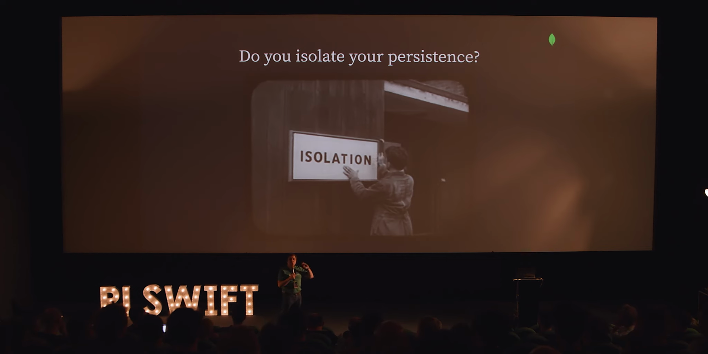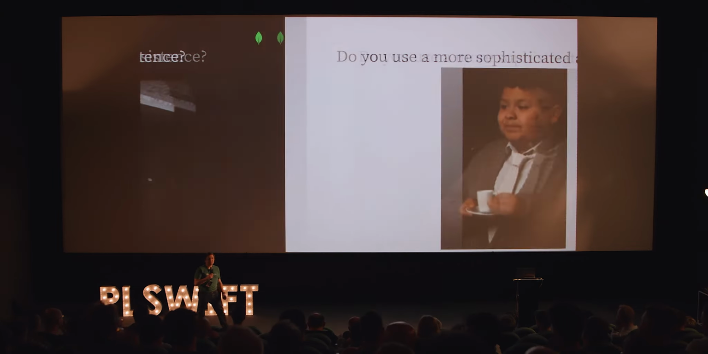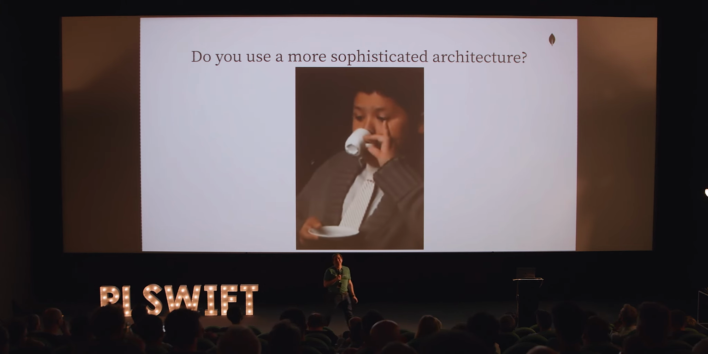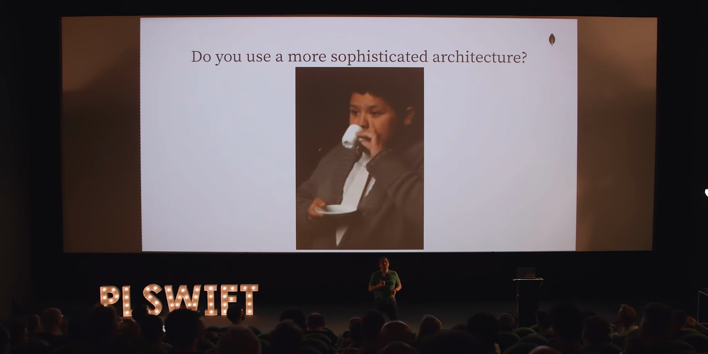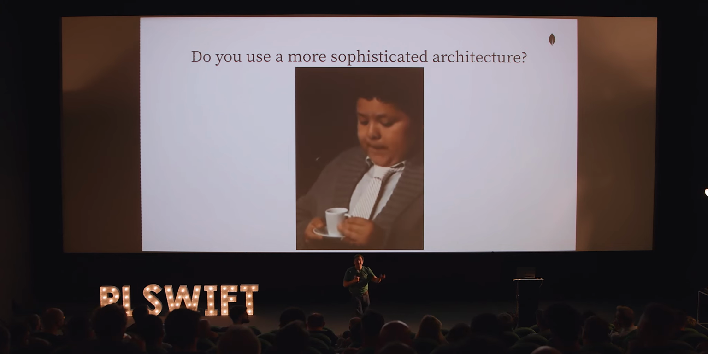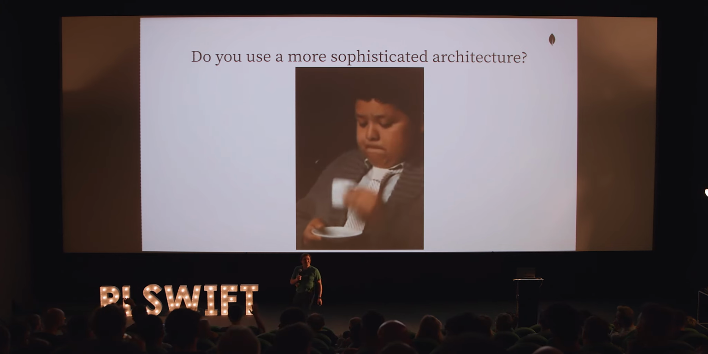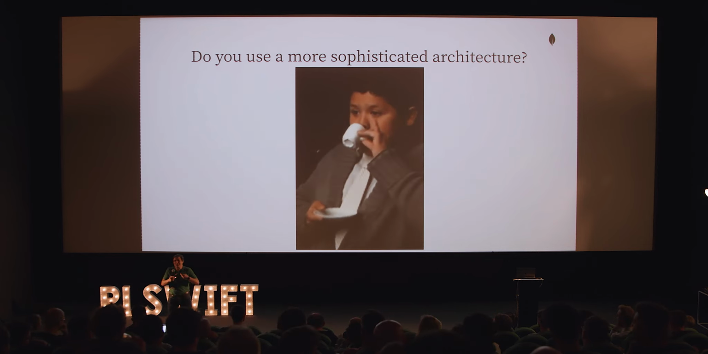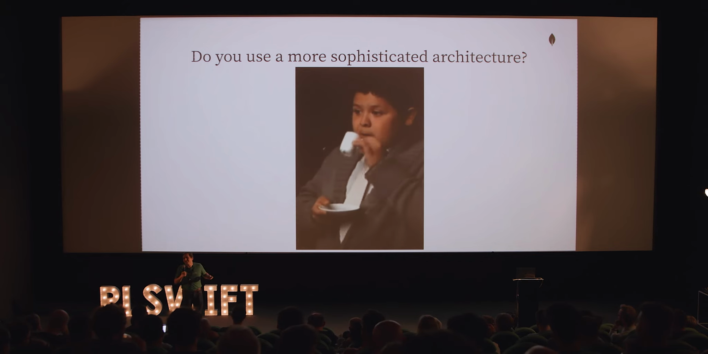So, do you isolate your persistence at all? Hands up. Well, I would say 20% as a maximum. Okay, so there is good ground here to discuss. And final one. Do you use any fancier thing regarding architecture? Hands up. Well, you don't consider your architecture fancy. That's good, because now when we discuss it, you're going to say, oh, it wasn't that fancy.